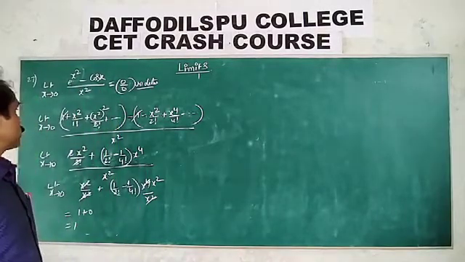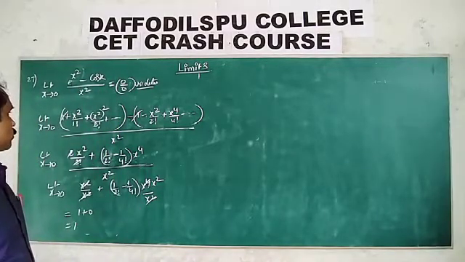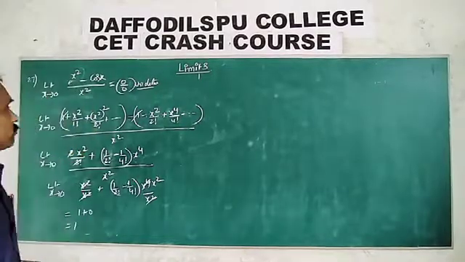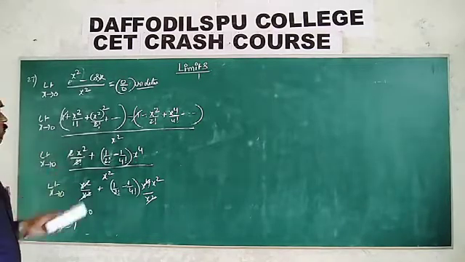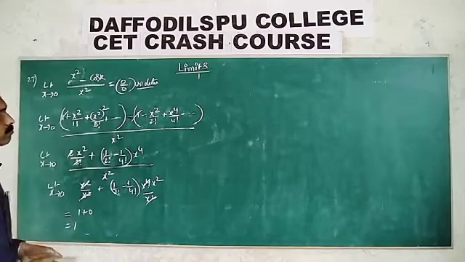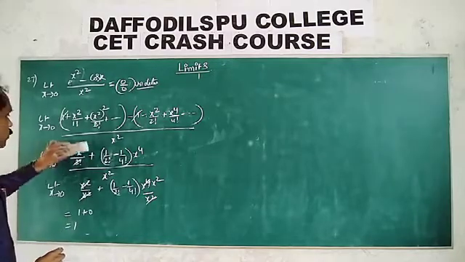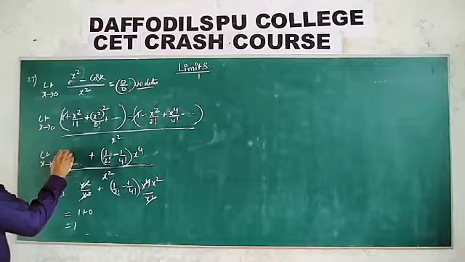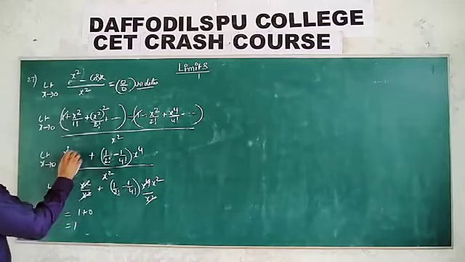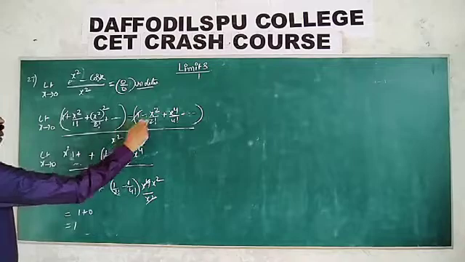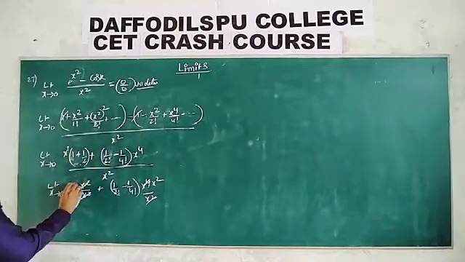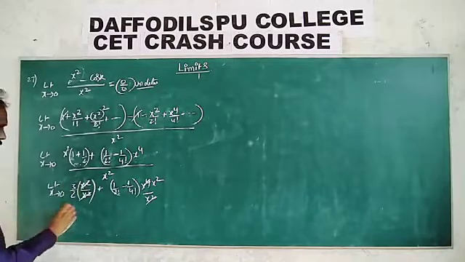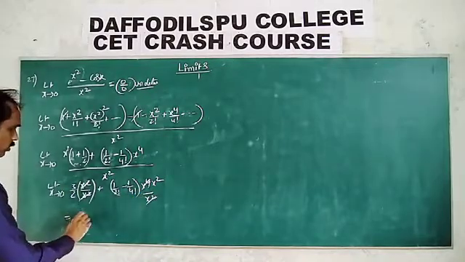Okay. Third option. Take x square by 1 factorial, here x square by 2 factorial. X square common: 1 plus 1 by 2, so this is 3 by 2. The remaining terms are 0. So the answer is 3 by 2.